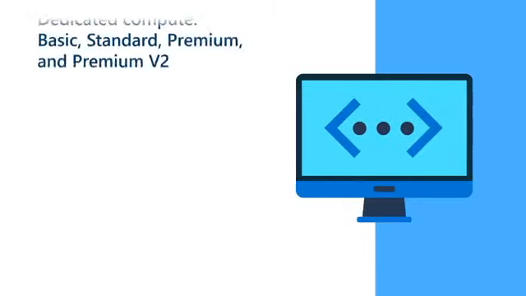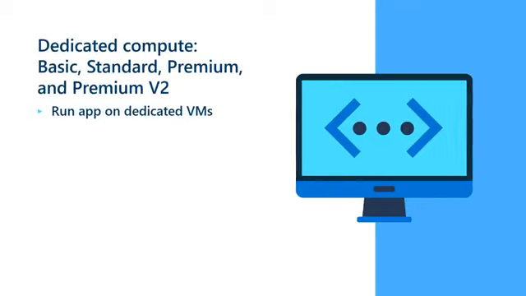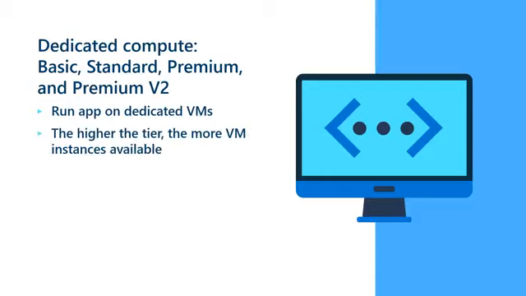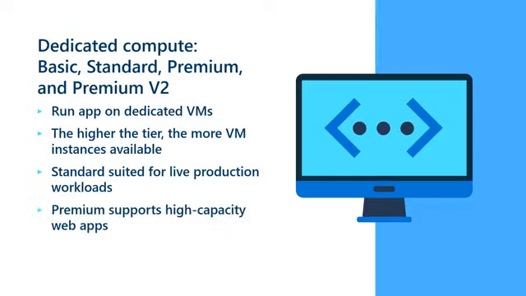In dedicated compute, the basic, standard, premium, and premium V2 tiers run apps on dedicated Azure VMs. Only apps in the same app service plan share the same compute resources. The higher the tier, the more VM instances are available to you for scale-out. The standard service plan is best suited for live production workloads, where you are publishing commercial applications to customers. The premium service plans support high-capacity web apps, where you do not want the additional costs of a dedicated or isolated plan.